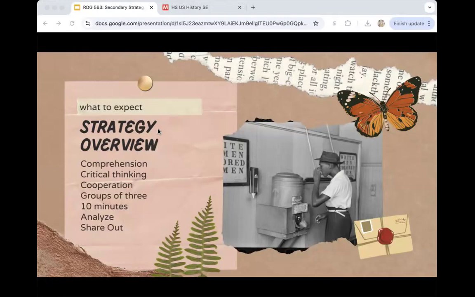As a strategy overview, the Jigsaw cognitive strategy splits students up into groups of 3 and allows them to lean into those comprehension, critical thinking, and cooperation skills. In these groups of 3, students will have about 10 minutes to analyze a primary source text. They do have examine the source text questions to support their thinking. Those are provided in the text. And then students will share out what they learned.